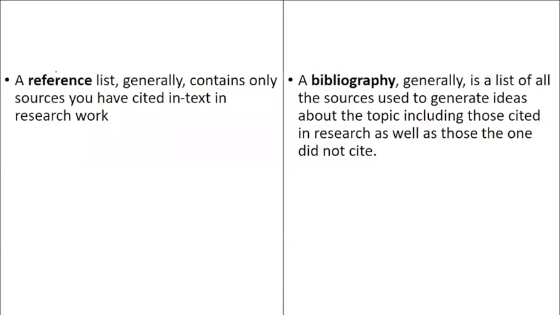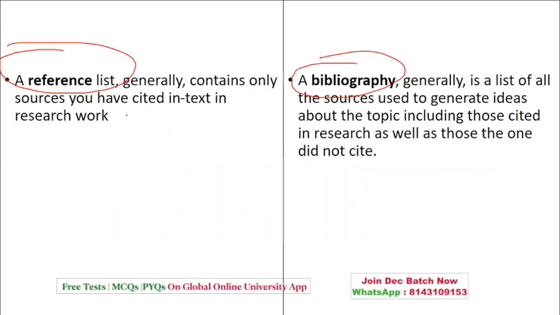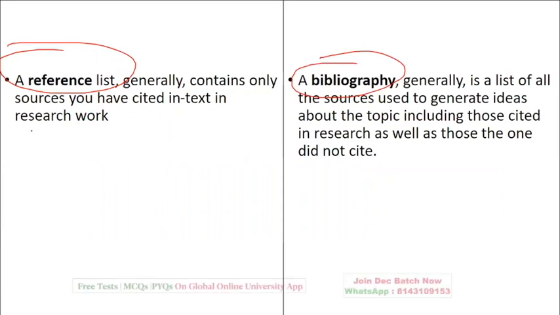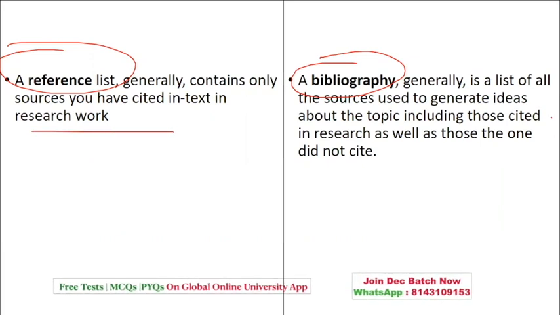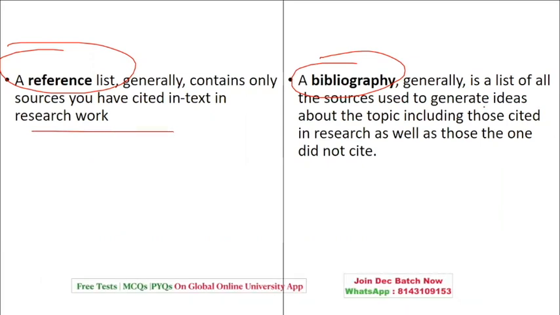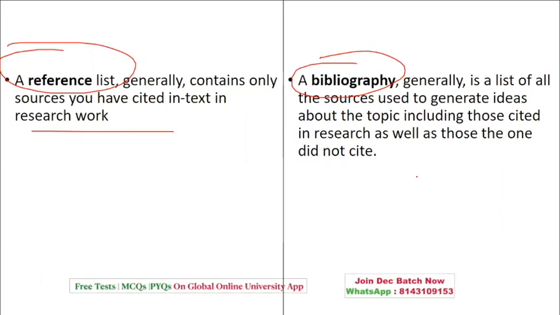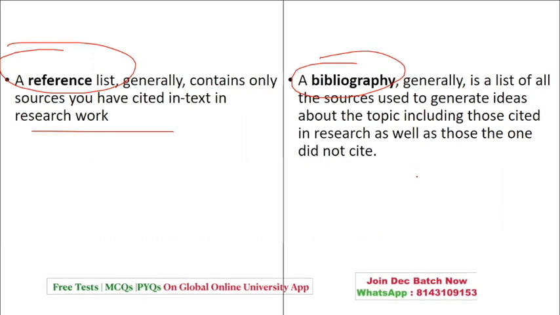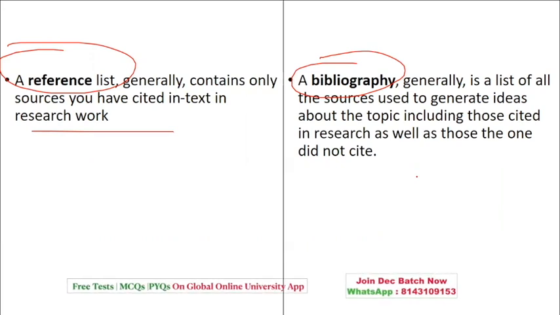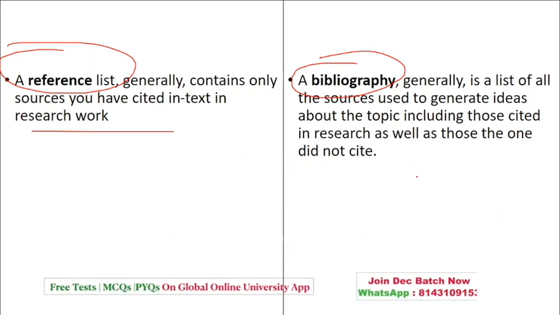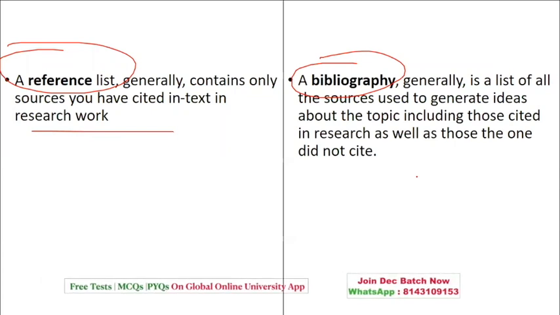Then, many students have a doubt regarding reference and bibliography. References generally contain only those sources that you have cited in your research work. But in a bibliography, all the sources which have helped you to generate ideas, whether you have cited them or not, but which have helped you to know about the topic. So everything which you have referred to, you mention in the form of bibliography.